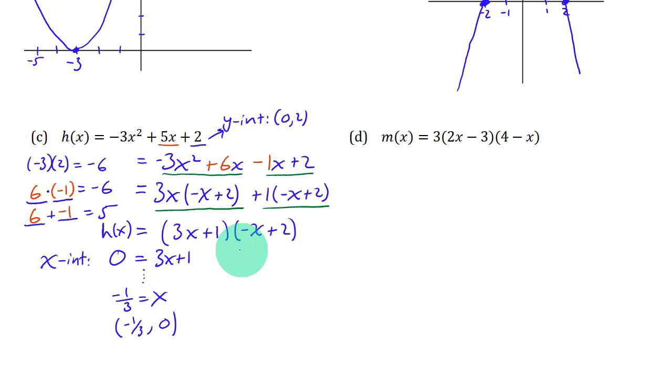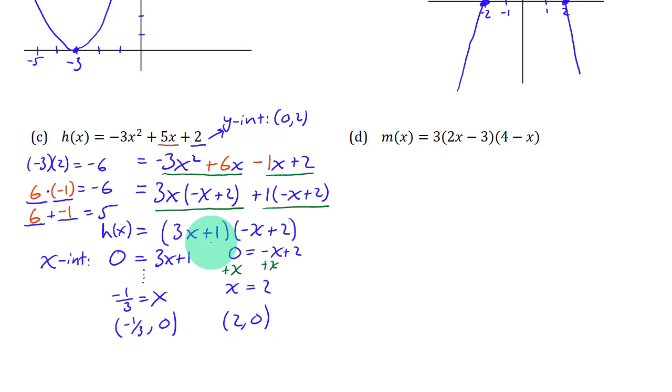And likewise, the other factor here could be 0. And that gives you, if you add x to both sides, you'll get x equals 2. So that's the other x-intercept here, is 2, 0. All right, so we've got the y-intercept, we've got these two x-intercepts.